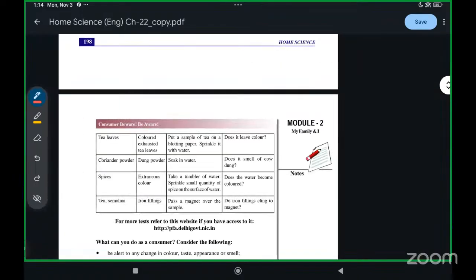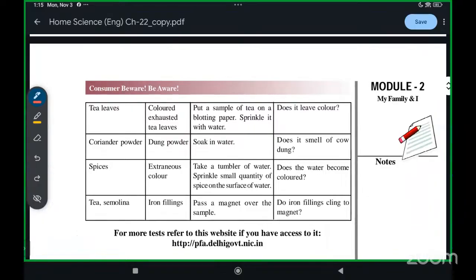Okay, then we have tea leaves. Colored exhausted tea leaves are the adulterant. Okay, I think they add artificial coloring, artificial colors or something in the tea leaves. Put a sample of tea on a blotting paper, sprinkle it with water. Does it leave color? What is a blotting paper?